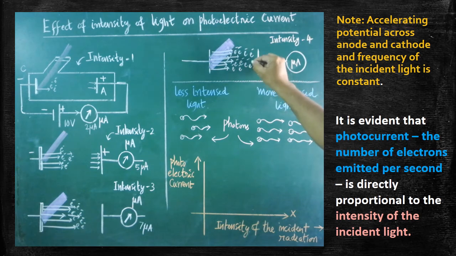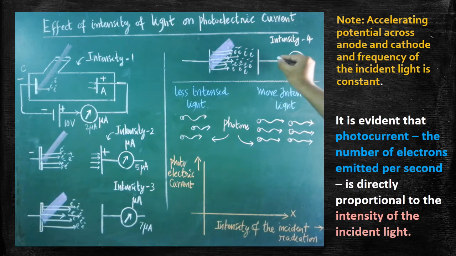Are you clear? So the intensity is more, therefore the number of electrons emitted from the metal surface will also be more. So due to the emission of more number of electrons, the strength of the photoelectric current shown by the microammeter will also be more. Let us imagine the strength of the photoelectric current is 15 microampere.